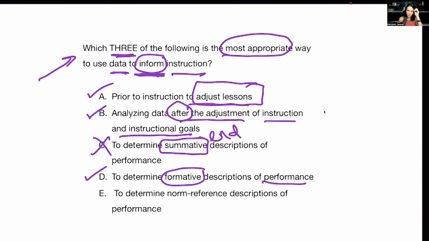And E, to determine norm reference descriptions. Norm reference assessments use the data to compare student to student performance. We typically do not use these in the classroom to inform instruction. They are usually done by the state to compare, one state to another in reading performance, one district to another in reading performance. E is not the best way to inform instruction. I'm going to cross that off, leaving A, B, and D the correct answers here.